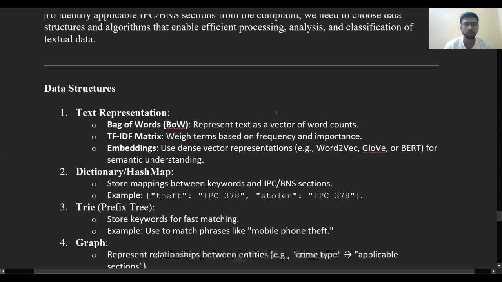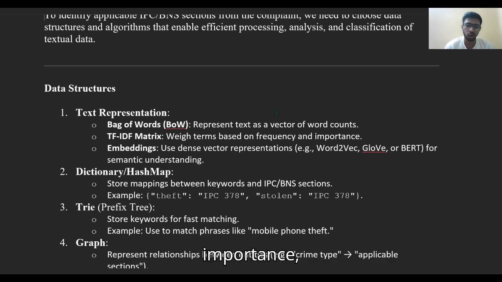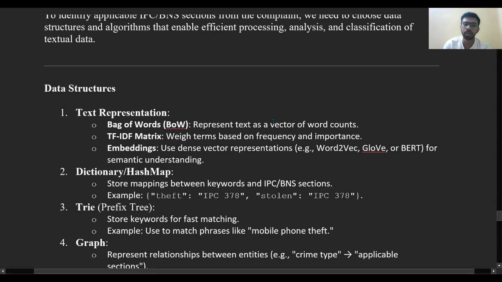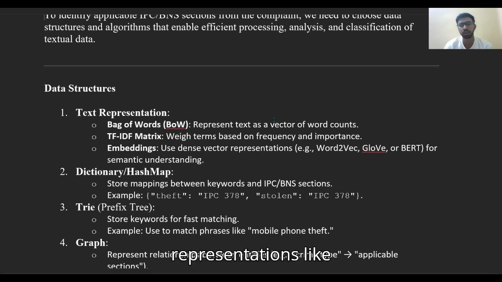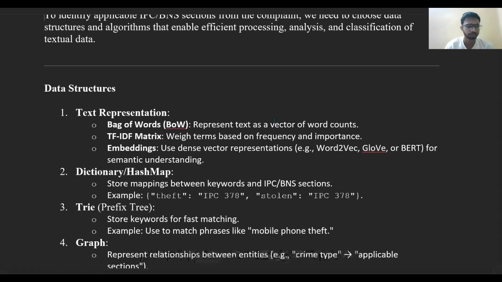So the data structures which we will be using are text representations, which include bag of words, BoW, which represents text as a vector of word counts; TF-IDF matrix, which weights terms based on frequency and importance; and embeddings using dense vectors, representations like Word2Vec, GloVe, or BERT for semantic understanding.